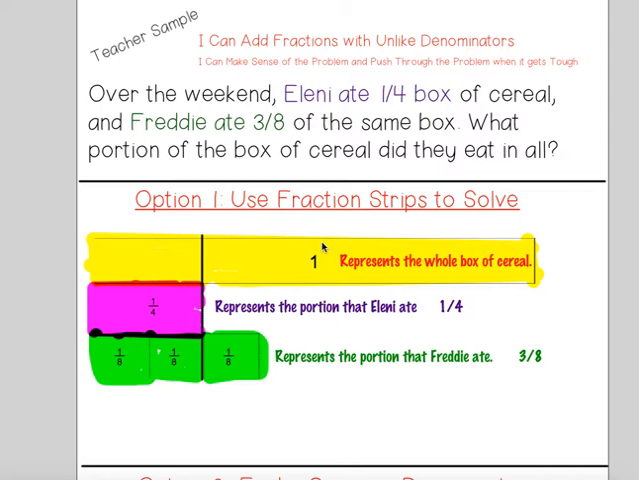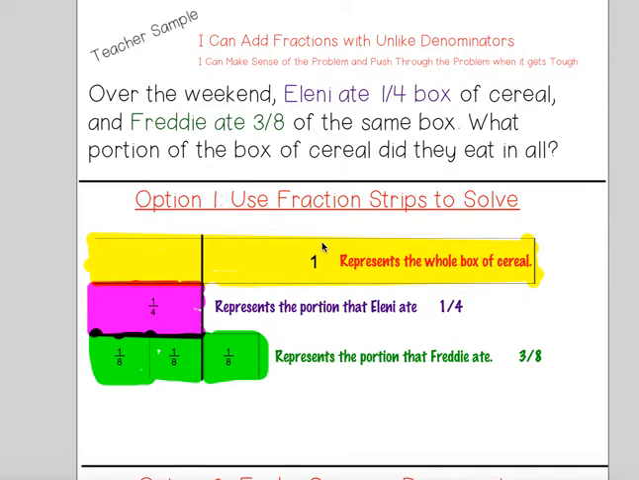Right, good morning. Your I can statement for today is I can add fractions with unlike denominators. So far, not this week, but in past math lessons or last week, we've been working on finding common denominators and estimating sums and differences. And today we're going to actually take two fractions and add them together with unlike denominators.